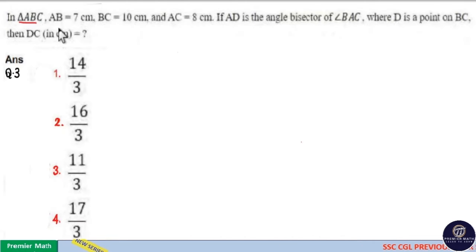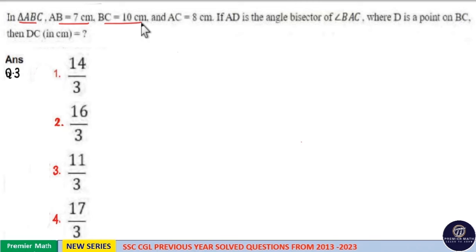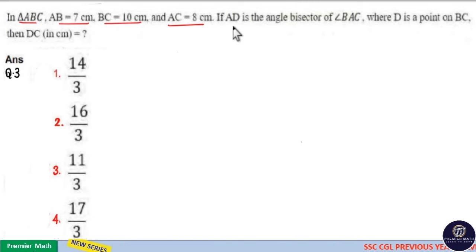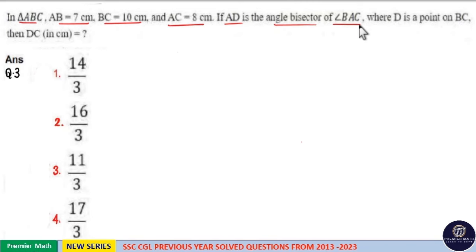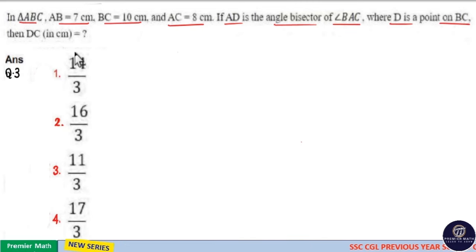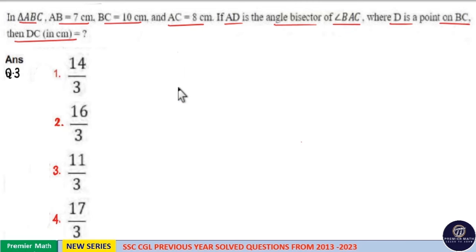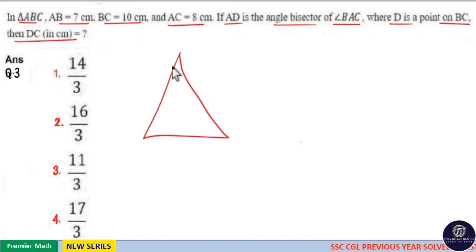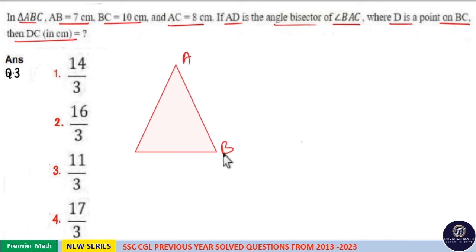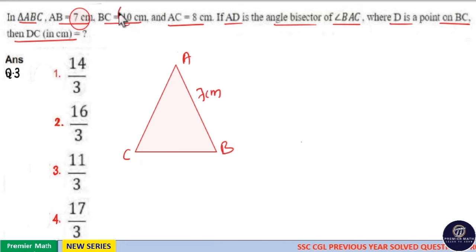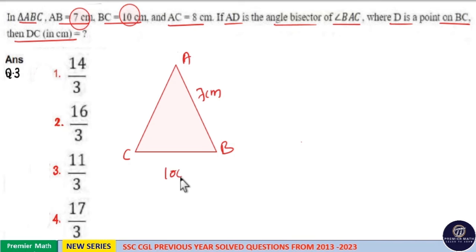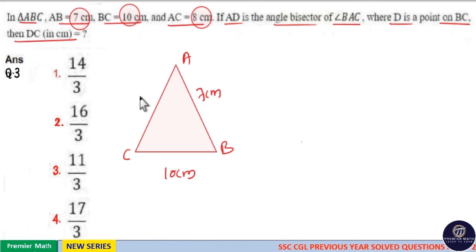In triangle ABC, AB is 7 cm, BC is 10 cm, AC is 8 cm. If AD is the angle bisector of angle BAC, where D is a point on BC, then DC in centimeter is. Consider this triangle as ABC. Now, AB is 7 cm and BC is 10 cm. AC is 8 cm. If AD is the angle bisector of angle BAC.